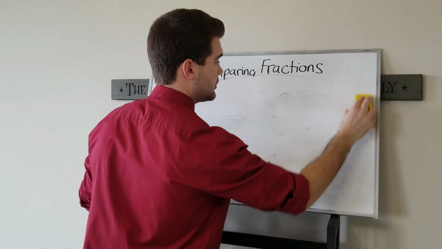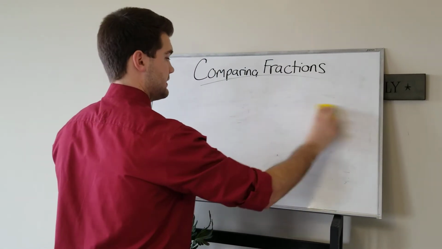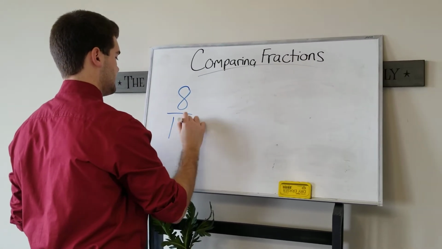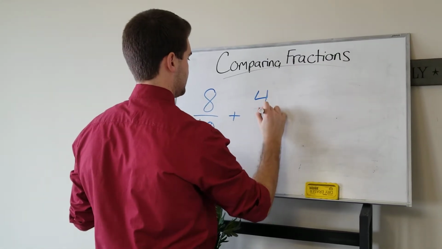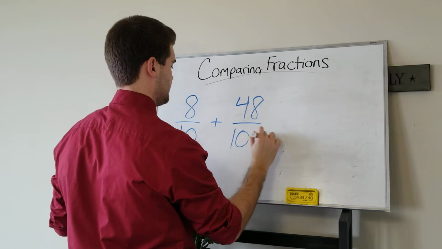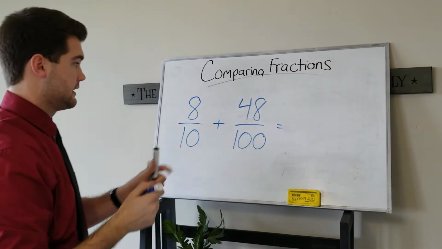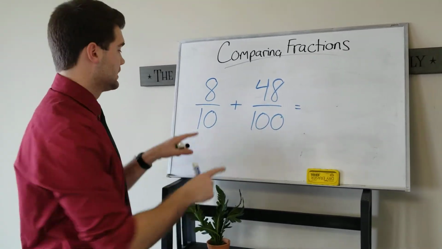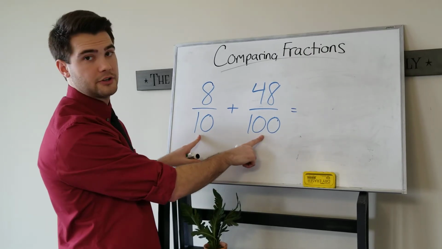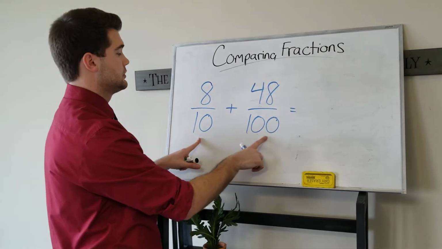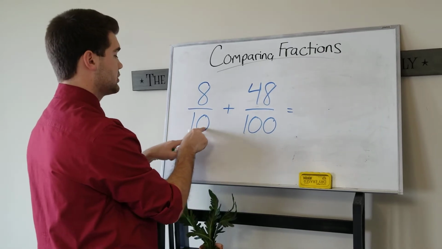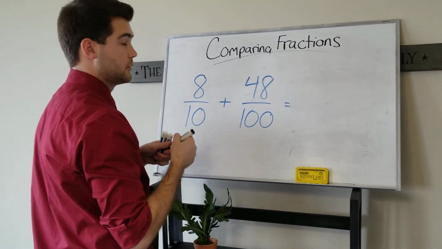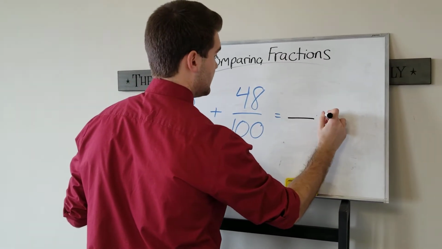One more example I'm going to show you, but with tenths and hundredths. Before you ever add or subtract, you want to make sure the denominators are the same. By looking at these two, we have 10 and 100. They're not the same, so it's our goal to make them the same. Because 10 is a factor of 100, the denominators should be 100.